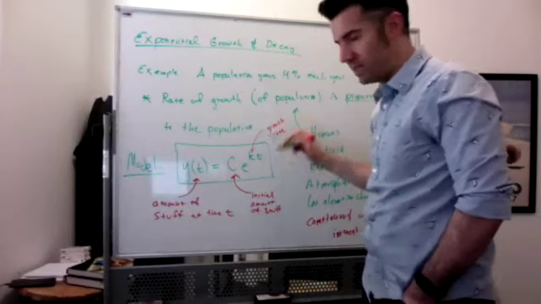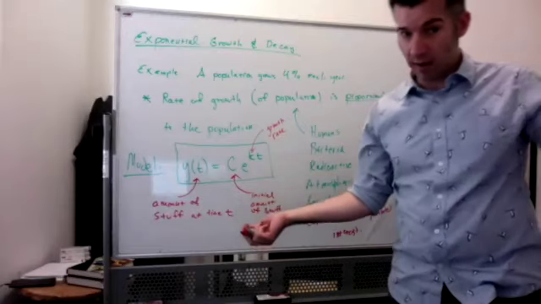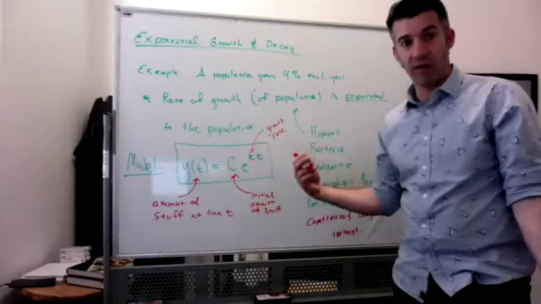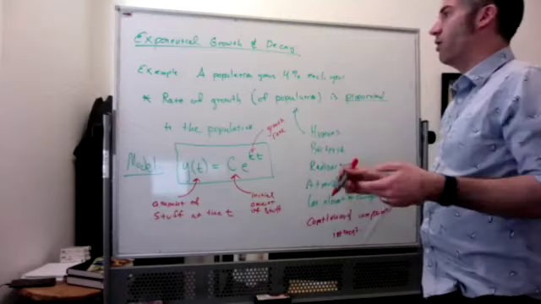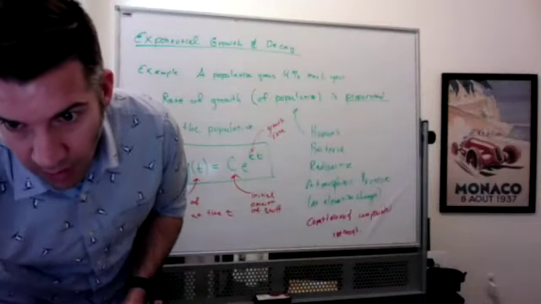We know that t is time. But k is the growth rate. So for continuously compounded interest, the k value was the r value, which was the interest rate, or the rate that the money was growing at. For other things, it's the same sort of idea, but we call it the growth rate. Let's look at some examples here.